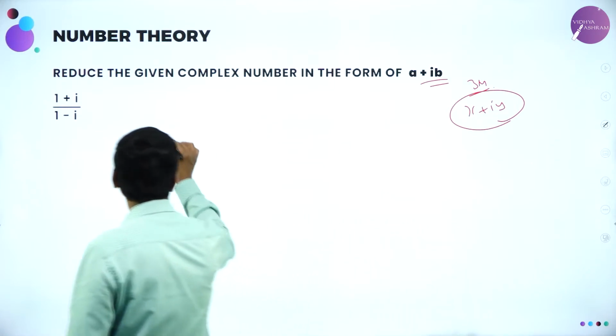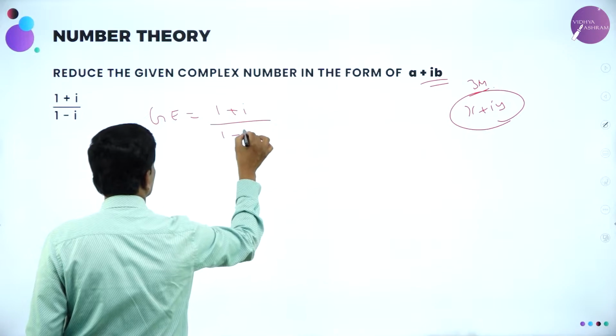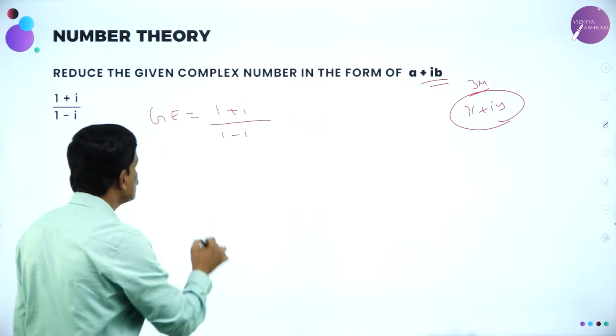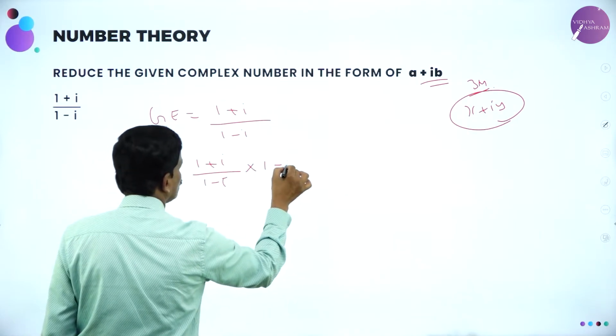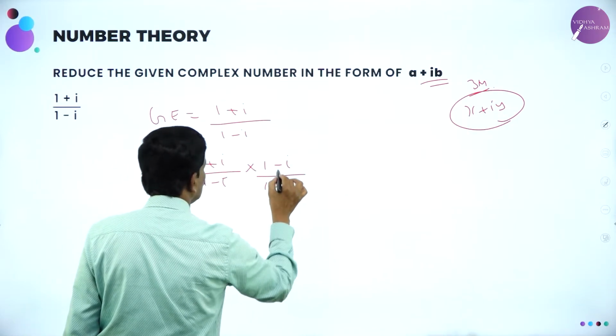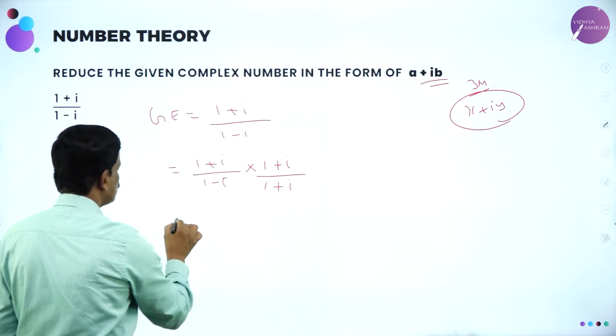What is the given equation? So, I will write the given equation, (1 plus i) divided by (1 minus i). Rationalize the denominator. Multiply both numerator and denominator by 1 plus i. Rationalizing the denominator. Now just multiply it.